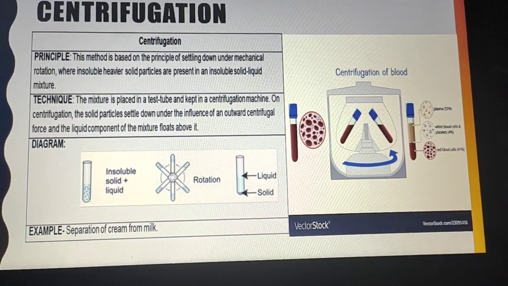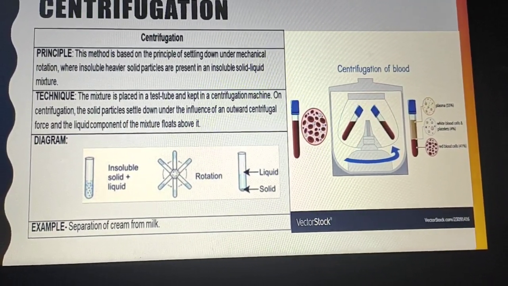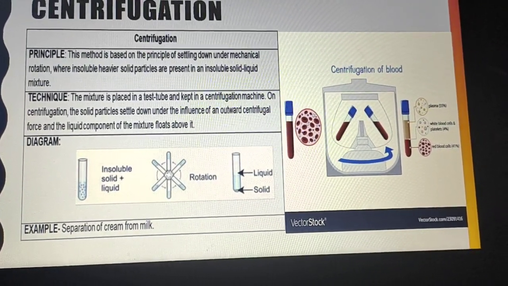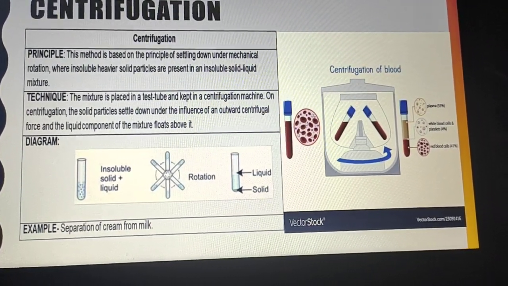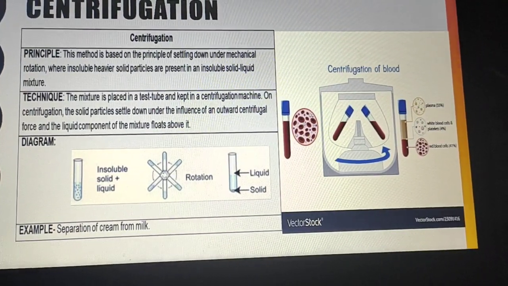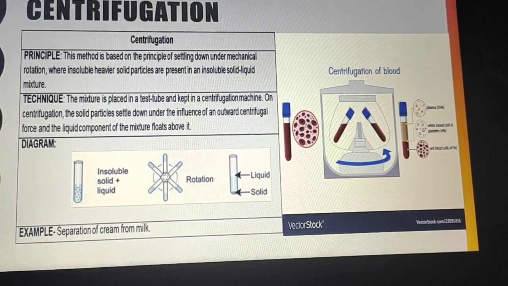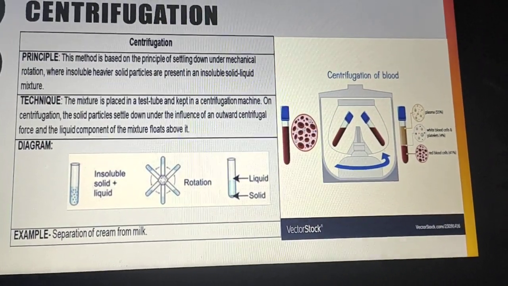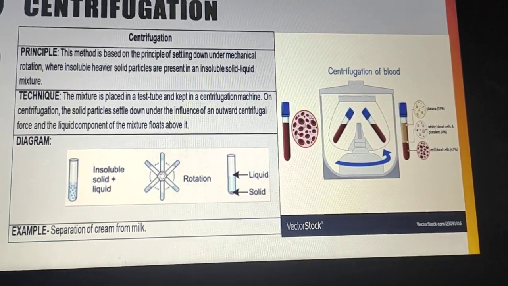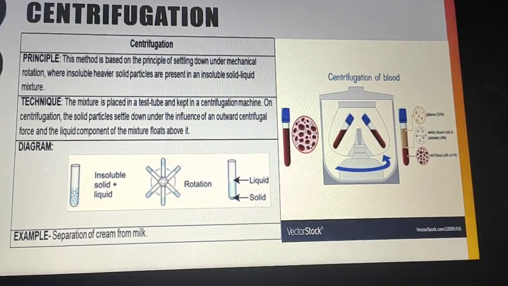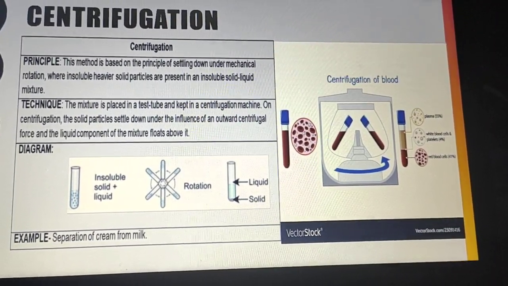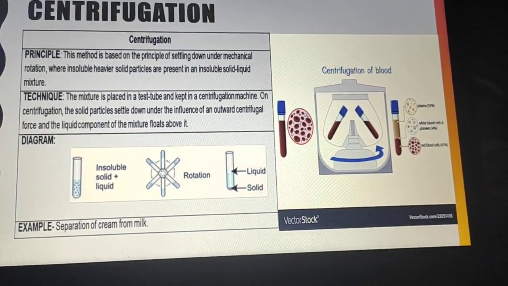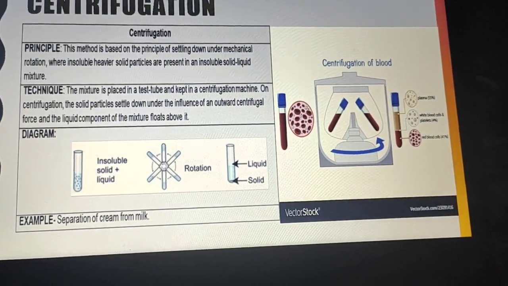The technique is that the mixture is placed in a test tube and kept in a centrifugation machine. On centrifugation, the solid particles settle down under the influence of an outward centrifugal force, and the liquid components of the mixture float above it. There is a diagram where you can see an insoluble solid plus liquid. When it is rotated, the liquid and the solid part get separated, and that is the main technique used by the centrifugation method.